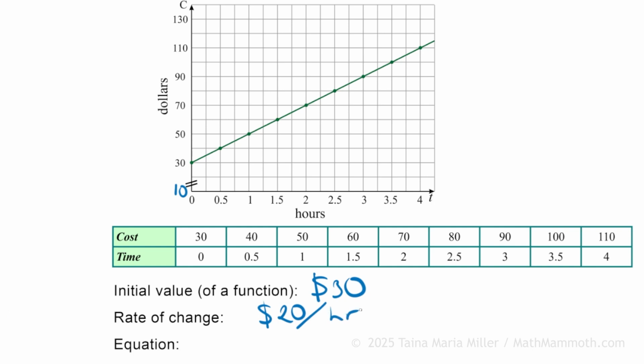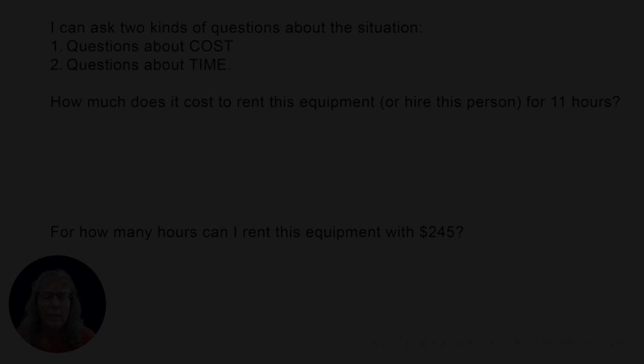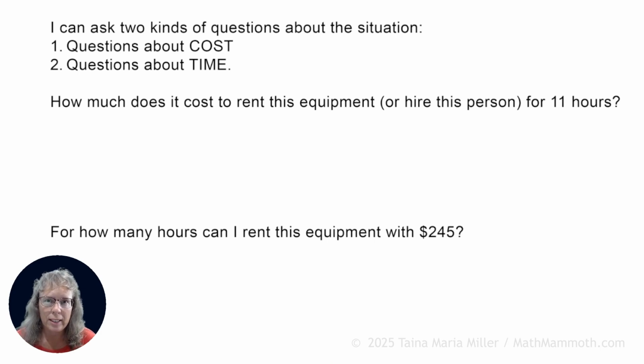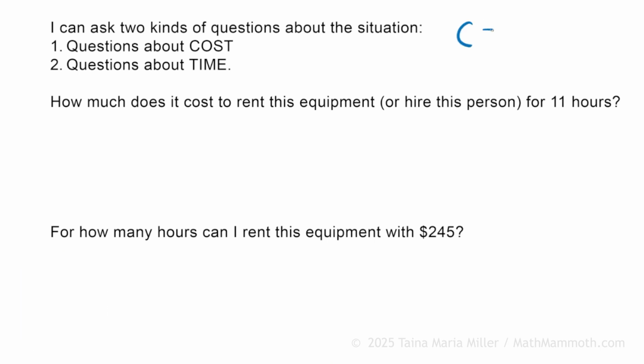And with those, we can now write an equation for the function, or for the output. Basically, the equation for the cost based on time. Each hour costs you $20, and then initially you have to pay the 30. So the cost, if cost is C, based on time, if time is T, for each hour of time you pay 20. 20 times the hours, plus the initial value 30. Now, let me copy that equation here. The same situation, we had cost equals 20t plus 30.